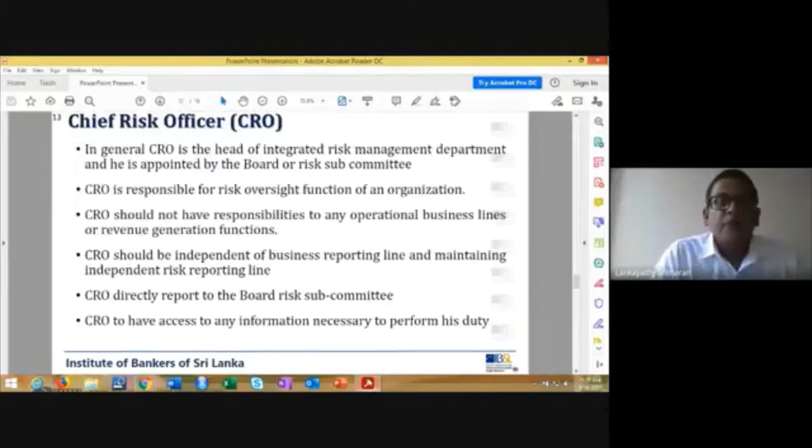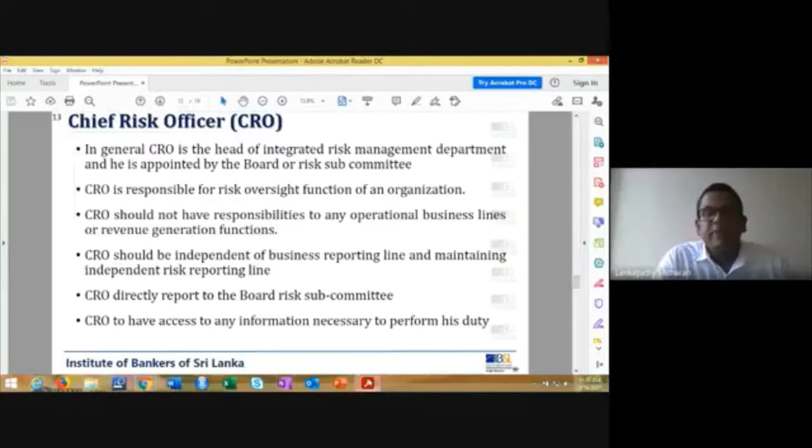During these last 3 classes, or today's and the last 2 classes, I have several times mentioned the word Chief Risk Officer, the CRO. The CRO post is evolving as one of the important posts in financial institutions in the recent past. In general, the CRO is the head of the integrated risk management department.